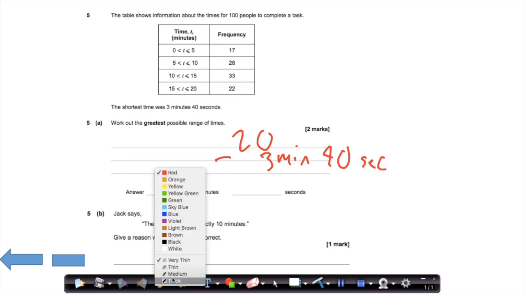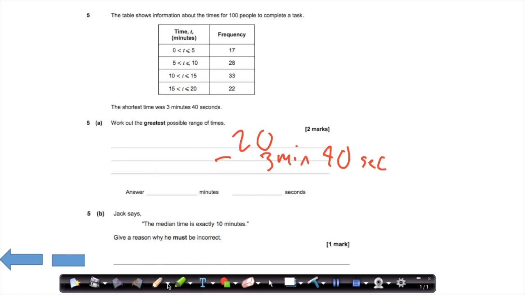Okay, this will give you your first mark, showing that you know it's 20 minutes take away 3 minutes 40 seconds. Your second mark is for actually working out what that is. Well, 20 take away 3 minutes 40 seconds is going to give you 16 minutes and 20 seconds.